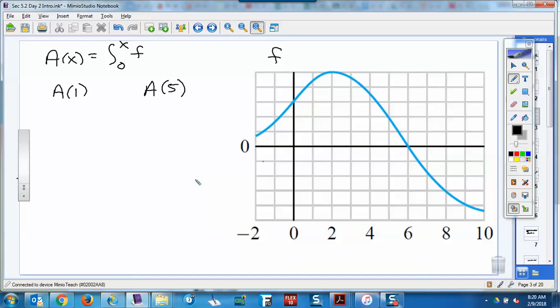5. Explain why A of negative 1 is negative. A of negative 1, well, that'd be the area from 0 to negative 1. You're going backwards. So therefore, any area above the x-axis has to be negative, opposite. Okay, 6. Is A of 8 positive? That's the area from 0 to 8.